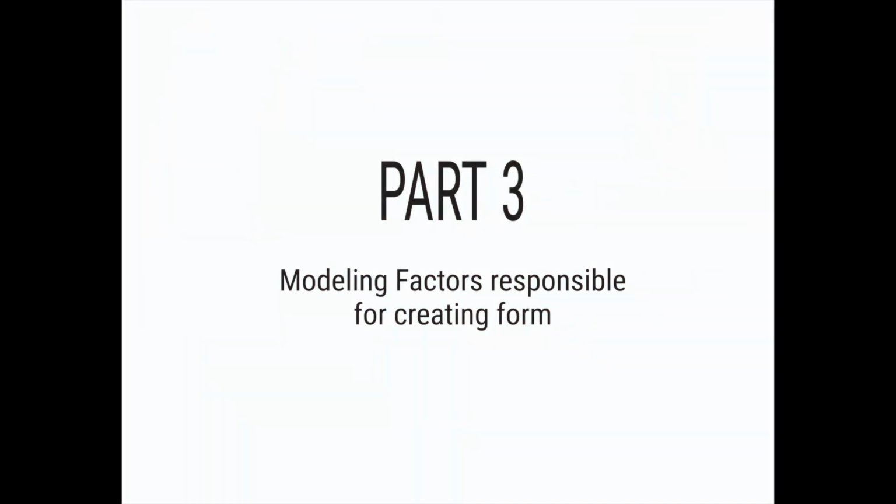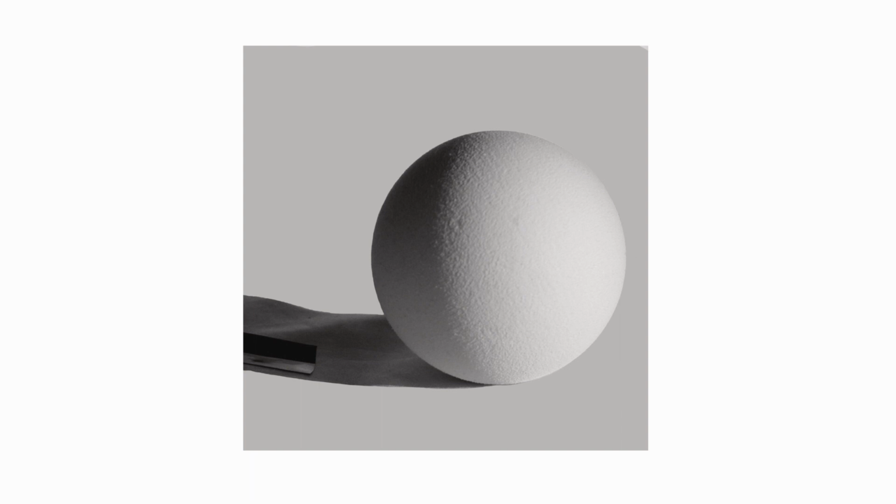Part 3, modeling factors responsible for creating form. In this part of the video, we're going to explore how to create form on a round object. We need to keep in mind that a sphere graduates from 2 directions, from top to bottom and side to side. And to create the illusion of form, we need a minimum of 3 value changes in both the light area and the shadow area.